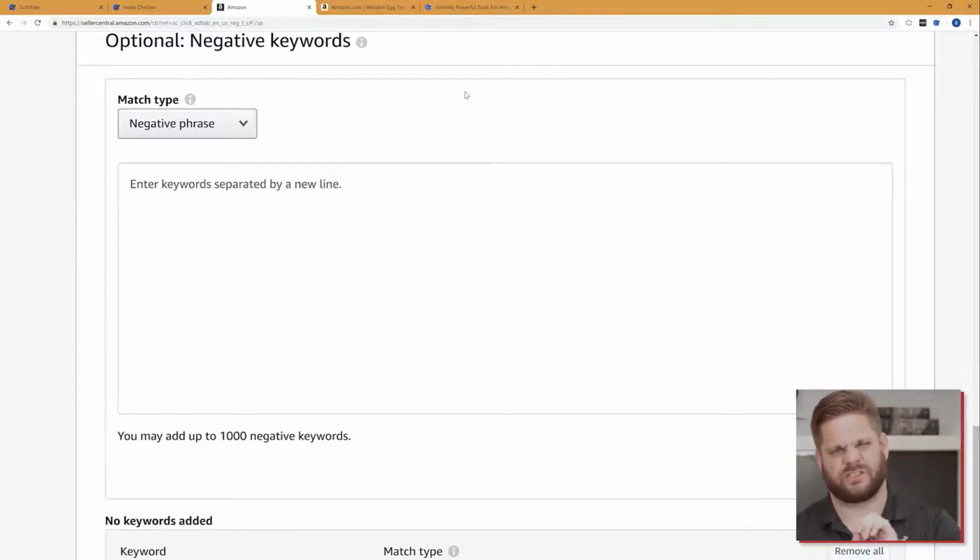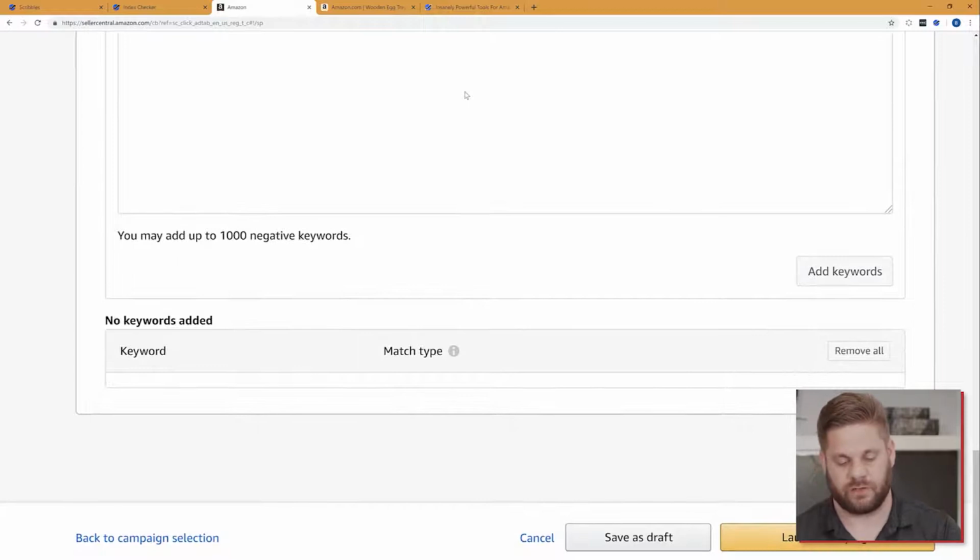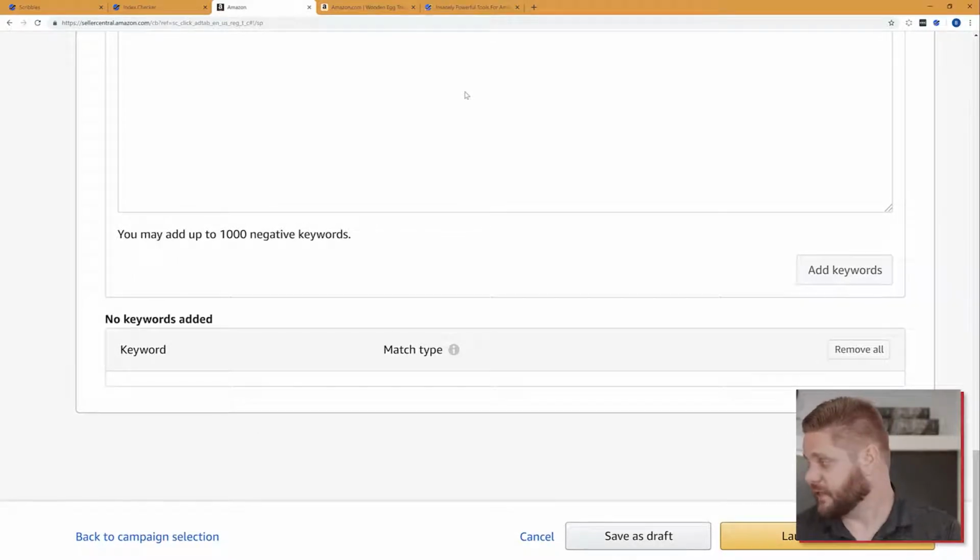plastic egg trays. Now, we're not doing that here. We're doing an exact. But if we had done a broader phrase, that's what we would have put here, because maybe we're like, hey, we don't want to show up for baby egg trays or something like that. So long story short, I think we could ignore this because we're already so tactical and so specific in our keyword selection here. For the test, we're going to go ahead and skip that. And that's basically it. So I think we just hit launch campaign. Let's do it.